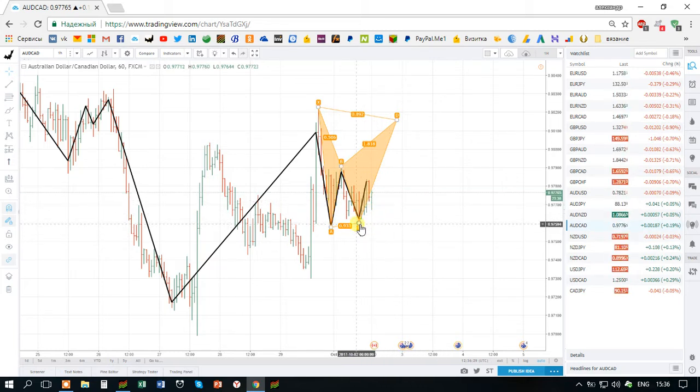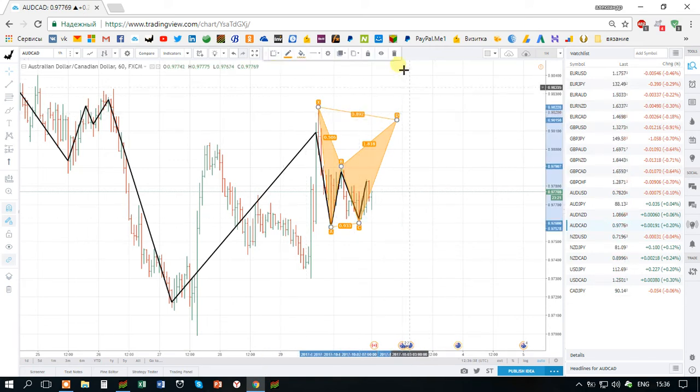Nothing valid here. My C point is lower than A. So it happens. Different quotes, different brokers. Okay, let me delete this stuff then.